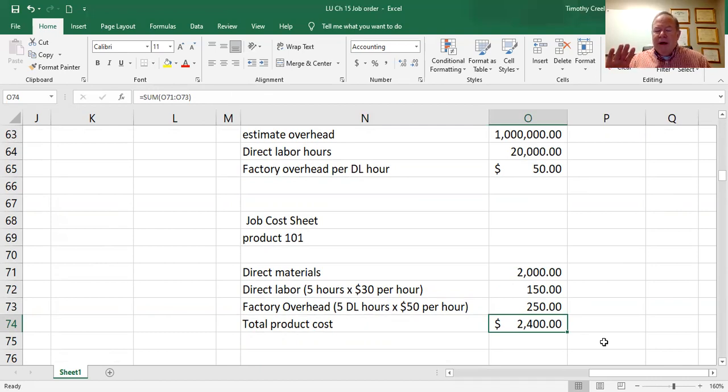So again, this is a good way to come up with, in this case, the cost of a job based on the job cost sheet. So this is all I've got for this process. But job order costing is a good way to keep up with product costs if you have a product that you can easily set aside the cost for that particular product or batch.